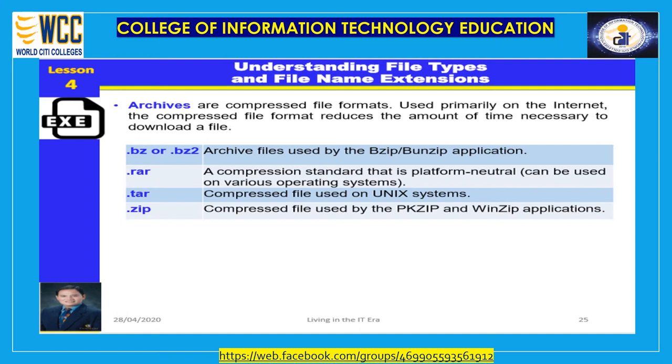Archive file formats include .bz or .bz2, archive files used by the BZIP application; .tar, a compressed file used on Unix systems; and .zip, the most commonly used compressed file, used by the PKZIP and WinZip applications.